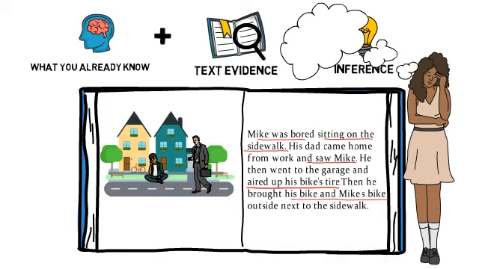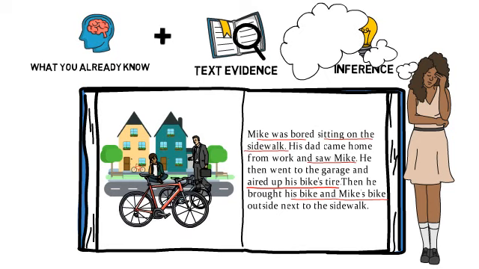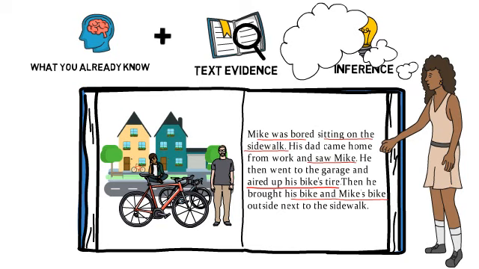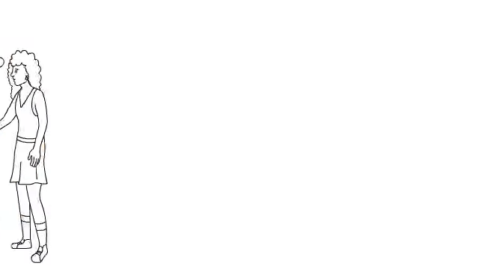Did the author say that Mike was on the sidewalk? Well, not at the end, but I already knew he was sitting on the sidewalk from the beginning of the story. Good job. So, what do you infer altogether?